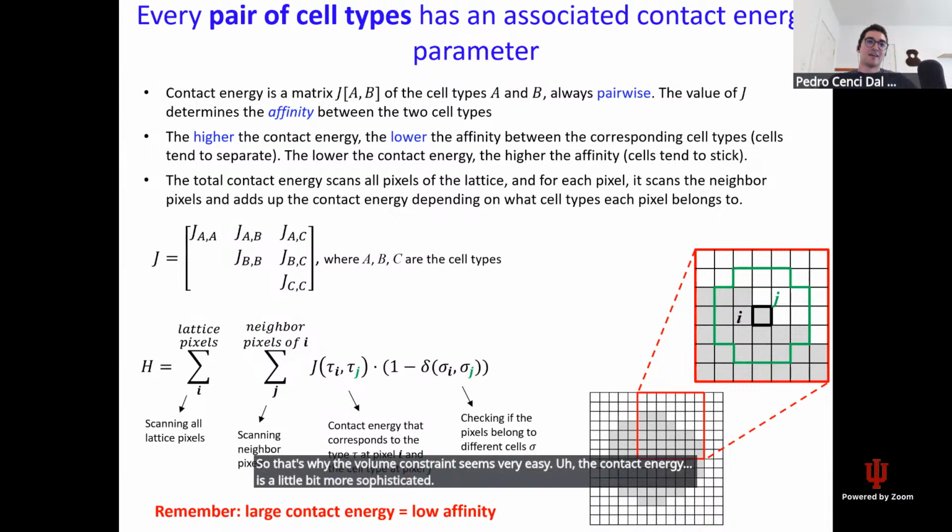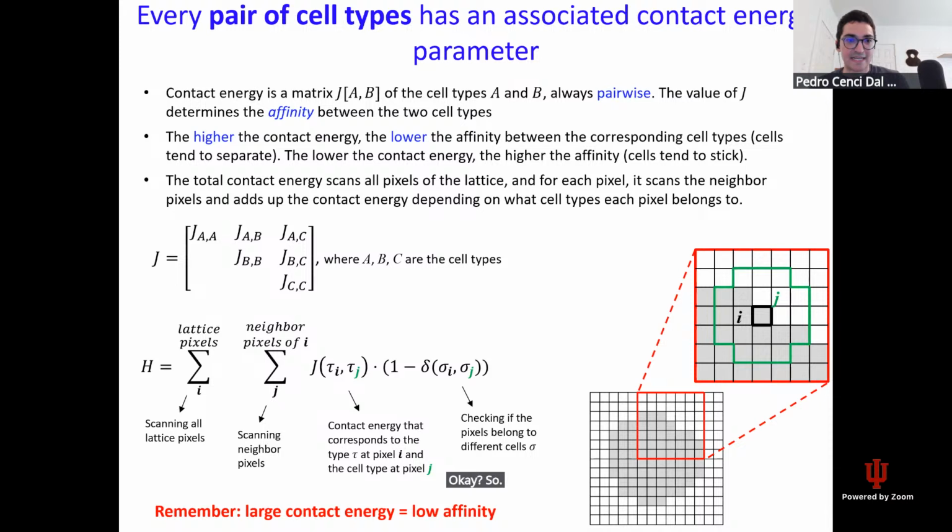Okay. So contact energy we set by pairs of cell types. So suppose we have cell type A, cell type B, and cell type C. We have all the combinations: A with A, A with B, B with C, B with B, and C with C. That's why it's a matrix. Of course, the contact between A and B is the same as with B and A, right?